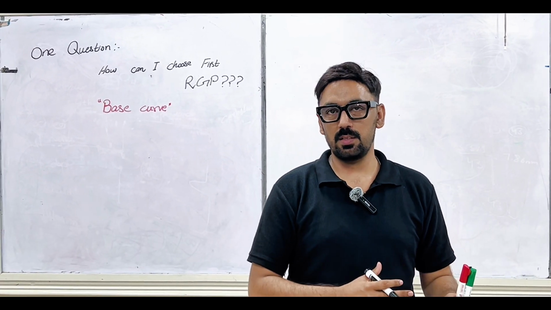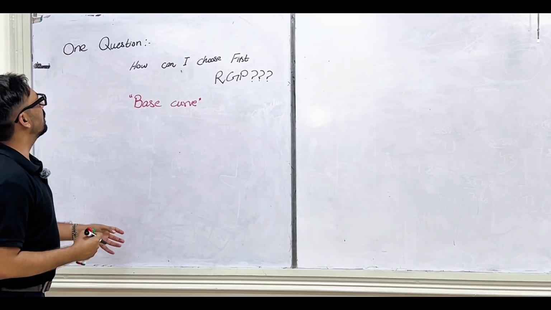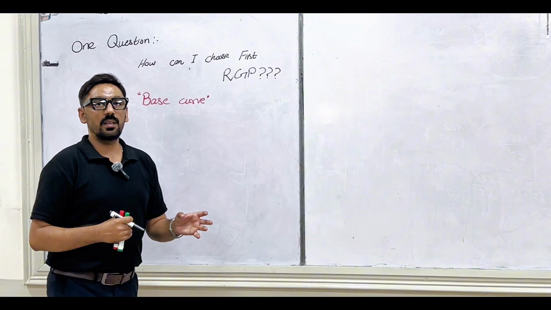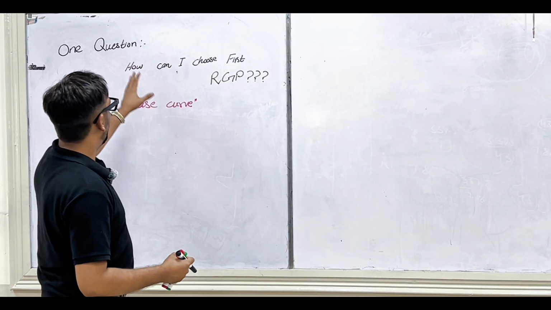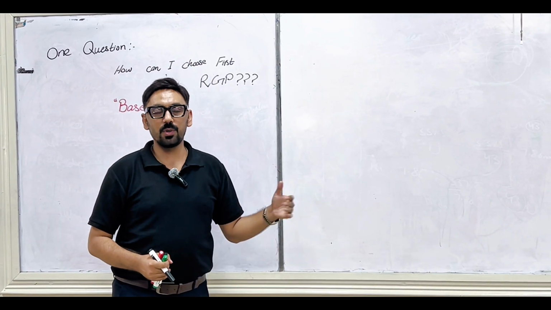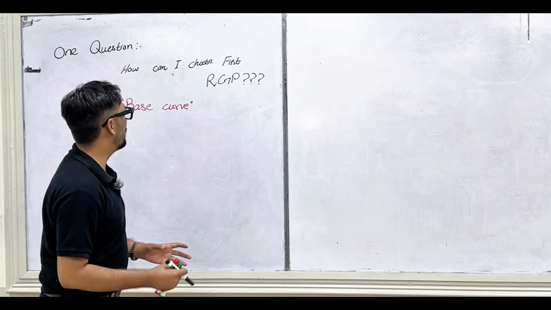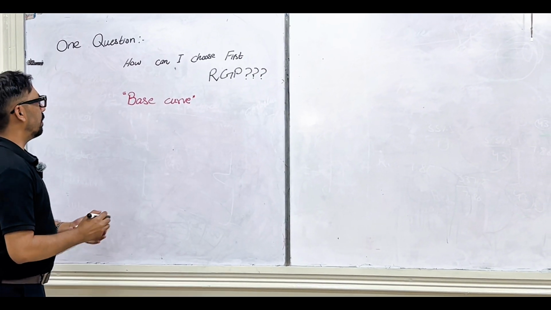Today's topic is the second part of the RGP lenses. The first question that an optometrist frequently asks is, how can I choose my first, initial RGP lens? The answer is very simple, and that is the base curve. So what is actually the base curve?